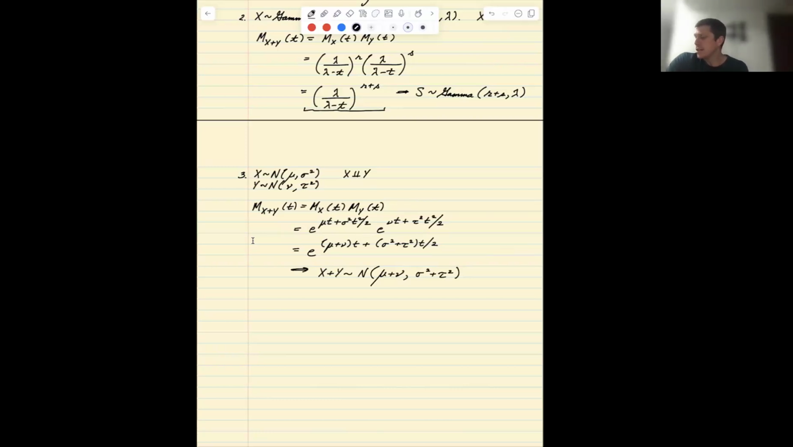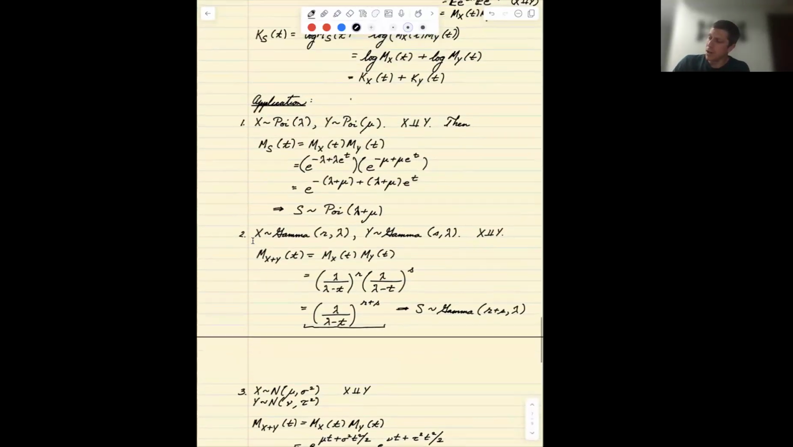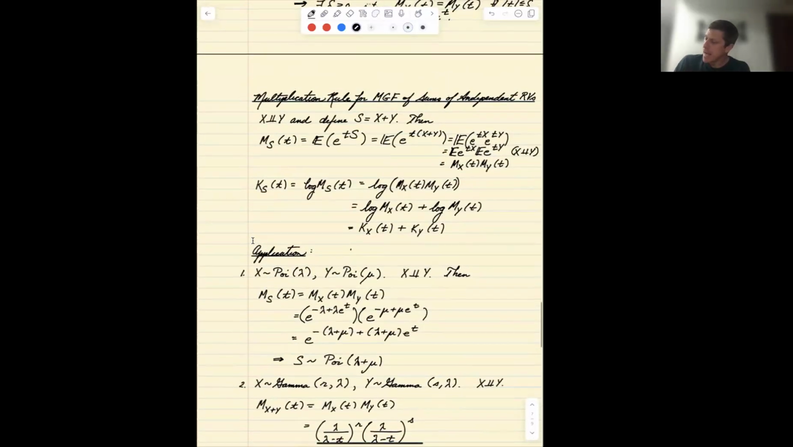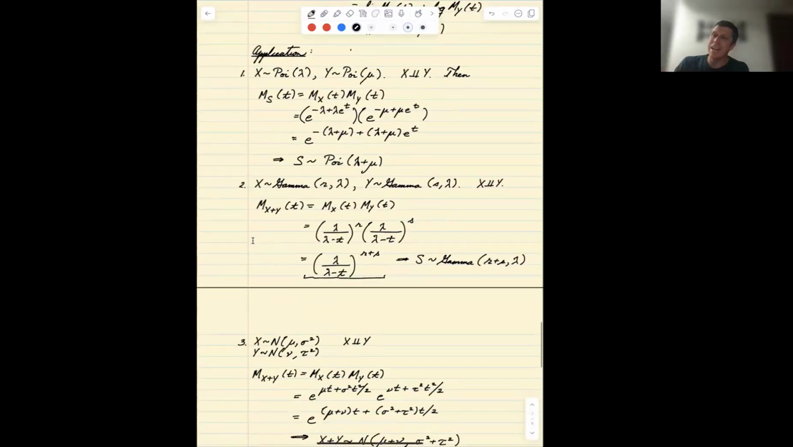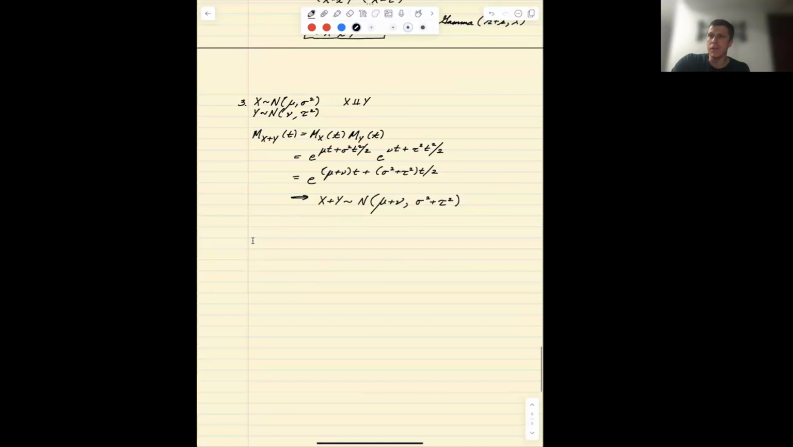And this of course extends to more than two. So if we're adding up multiple independent random variables, the moment generating function of the sum is the product of the moment generating functions. And leveraging that with uniqueness, this would have given us yet another way to derive the distributions of sums of independent Poisson, gamma, and normal, which we've already derived earlier in the course.